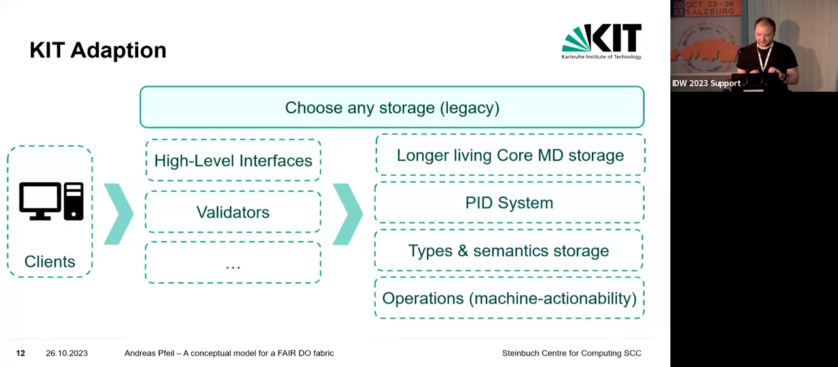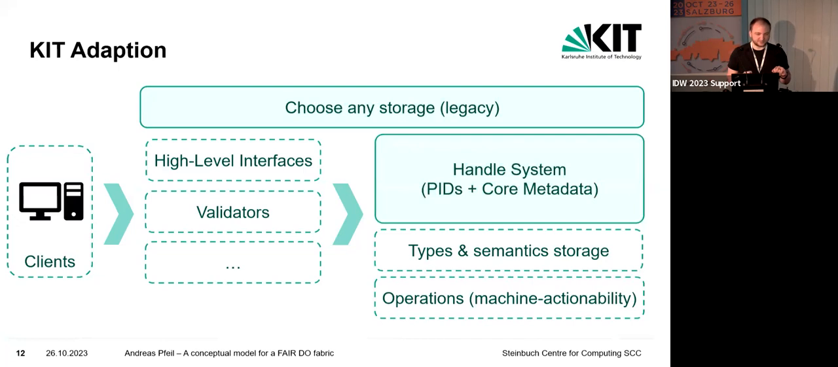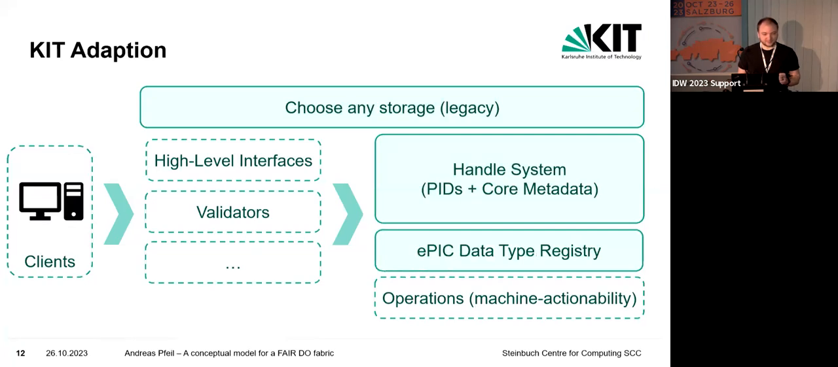Okay, the interesting part is now that core metadata should live longer than the storage systems and possibly as long as the PIDs. So what we did is, as it's recommended in the RDA kernel information profile output, we simply use the handle system to store the core metadata in a key value manner within the PID system. So as long as the PID exists, the core metadata will also exist. We then reuse the EPIC data type registry from the GWDG. And for operations, well, this is still work in progress. I will come back to that.